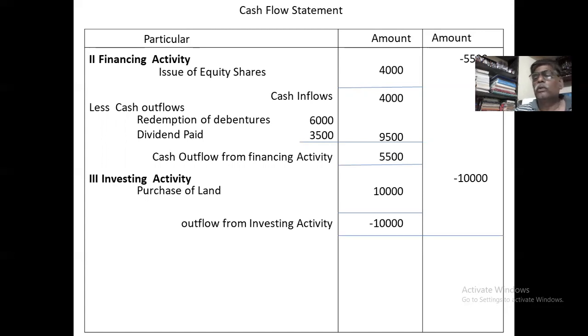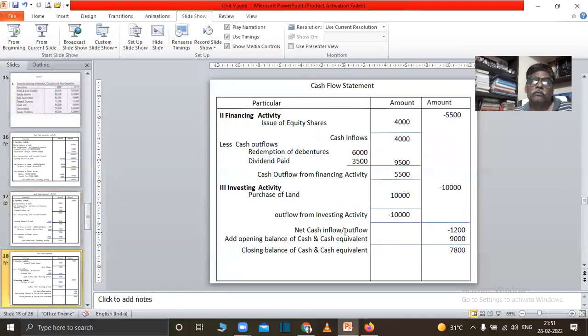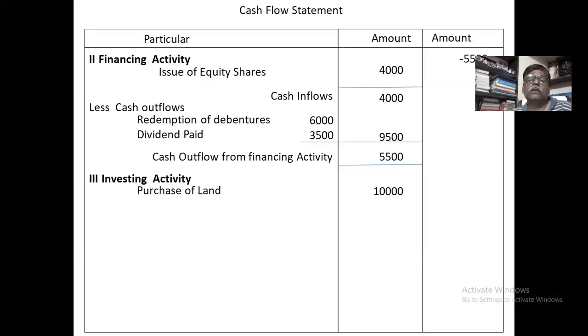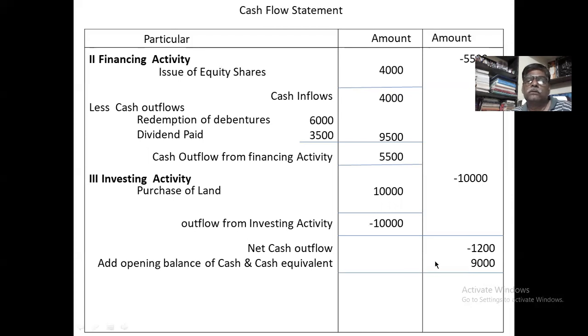Okay. So you take the total of the three activities. Minus 10,000, minus 5,500, minus 15,500. In minus 15,500, first item is plus, you adjust it. So your answer is minus 1,200. Minus 1,200 is net cash outflow.